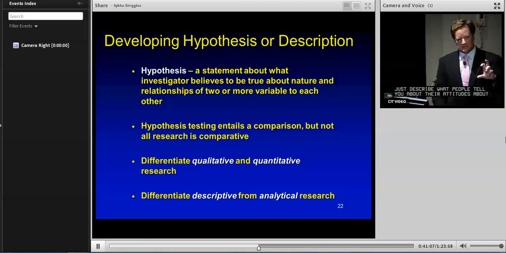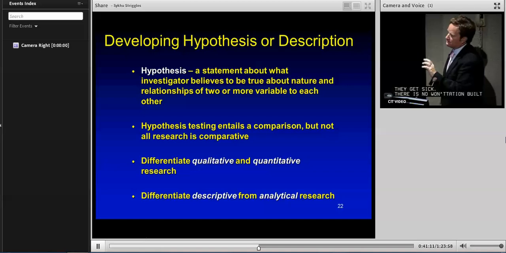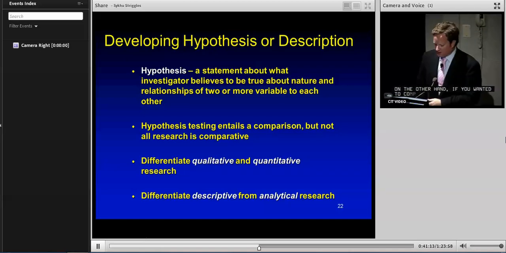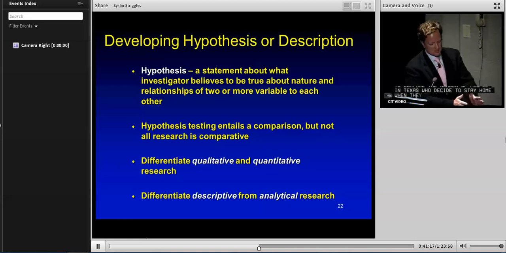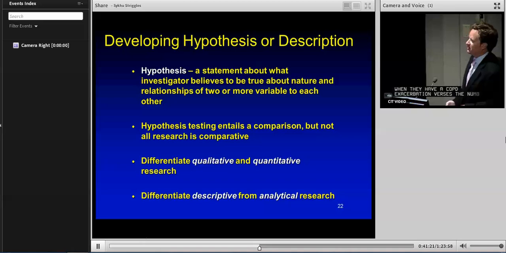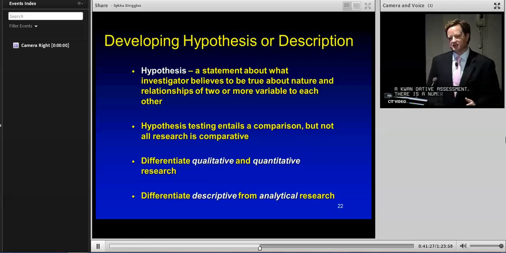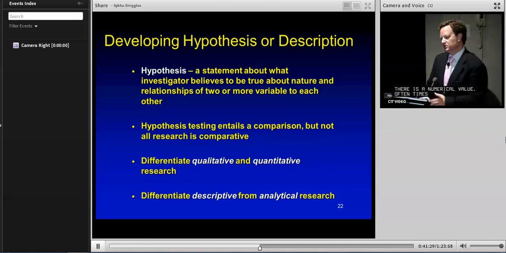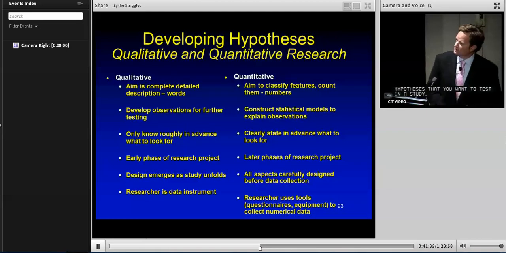So there's no quantitation built into that. On the other hand, if you wanted to compare the number of people in Texas who decide to stay home when they have a COPD exacerbation versus the number of people in Maryland, now you've got some quantitative assessment. There's a numerical value that goes along with that. Oftentimes, qualitative research is very, very useful for developing the hypotheses that you then want to test in a quantitative research study. So there's a couple of things that are very different about qualitative and quantitative research.